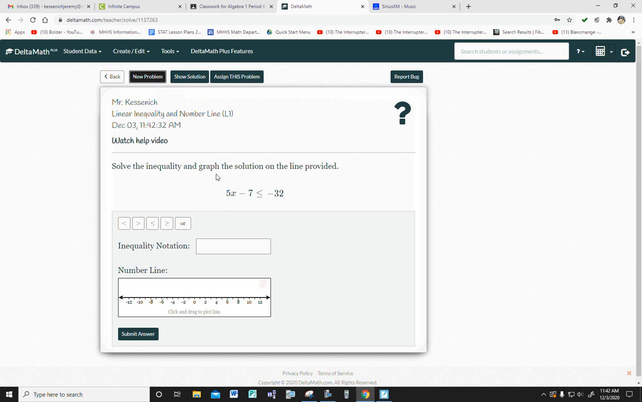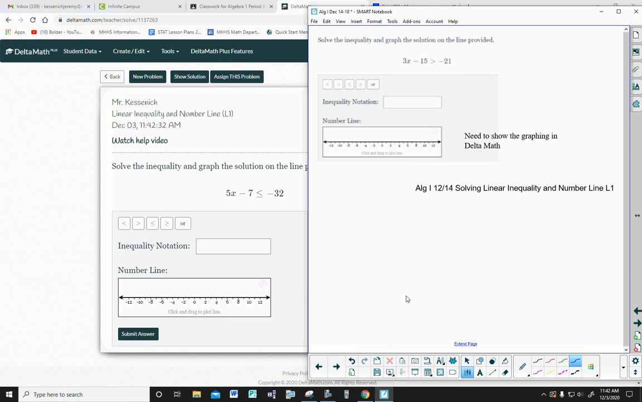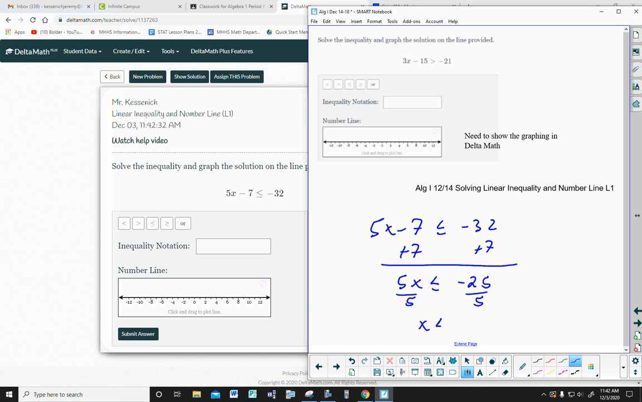I don't know if it'll help you if I do this one, but I can go ahead and do it. Okay, so let me clear this stuff out. So we've got 5x minus 7 is less than or equal to negative 32. Start by getting rid of any old numbers. So you have 5x is less than or equal to, so that would be negative 25, divide by 5, and you get x is less than or equal to negative 5.